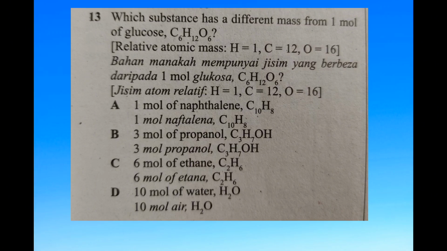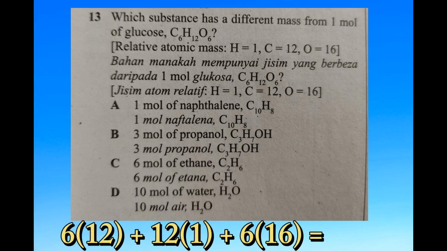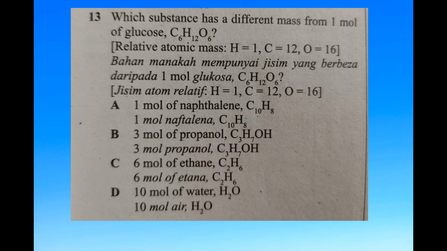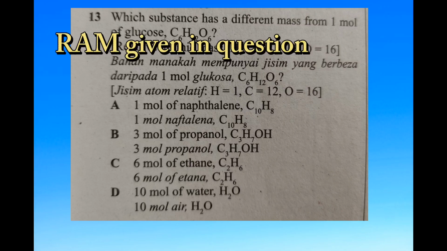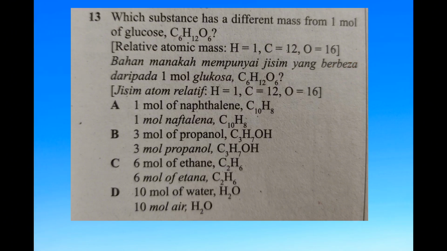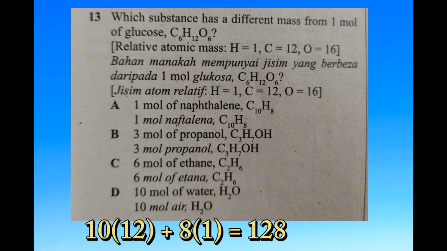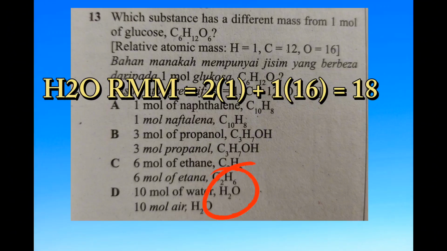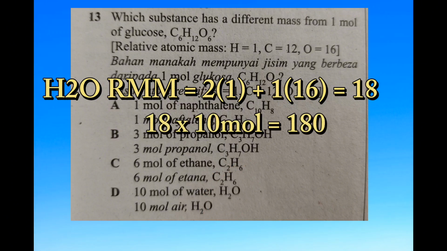First, you must find the molar mass, or you can just say find the RMM of glucose, C6H12O6. And you get the answer, 180. So out of A, B, C, D, we have to count each one of them. But you can see, they already gave you the RAM in the question itself. The answer is A because the total is only 128. Now, if you look at D, then 1 mole of water would be 18. You times 10, you get 180. So it's the same as 1 mole of glucose.